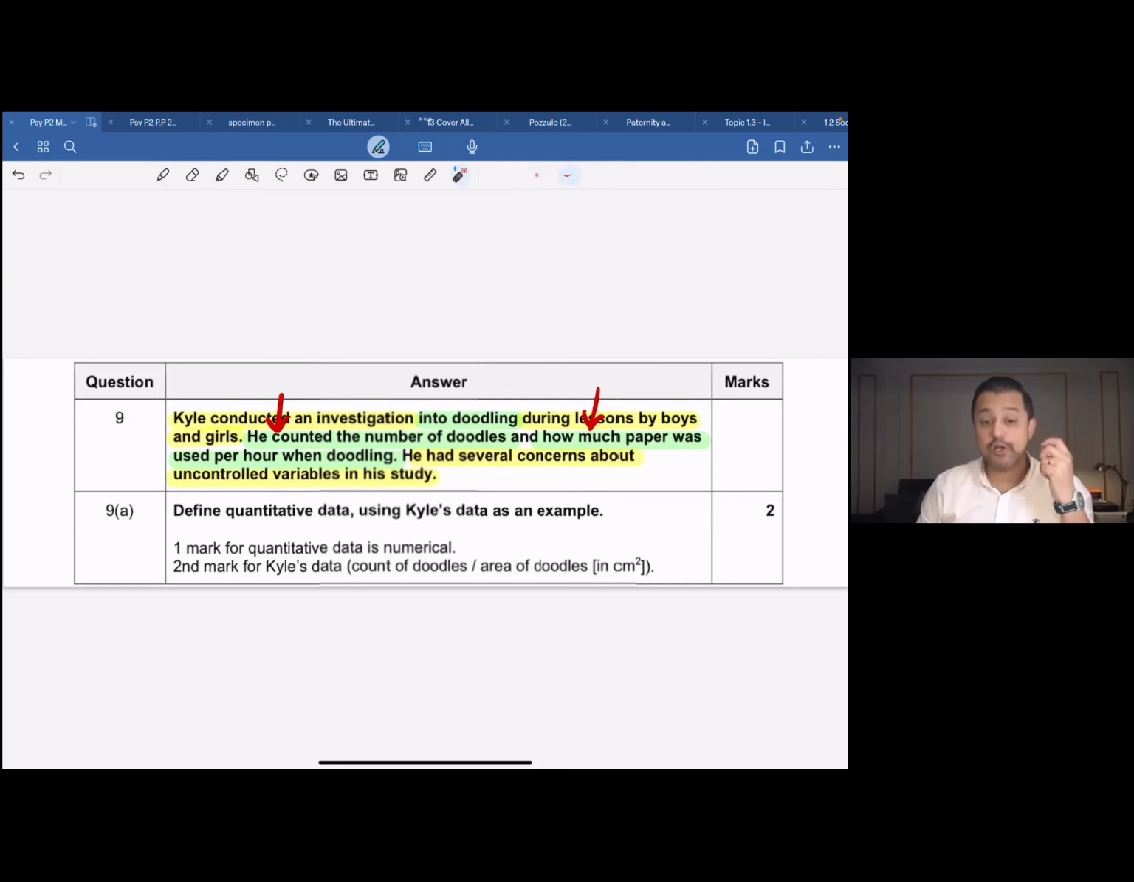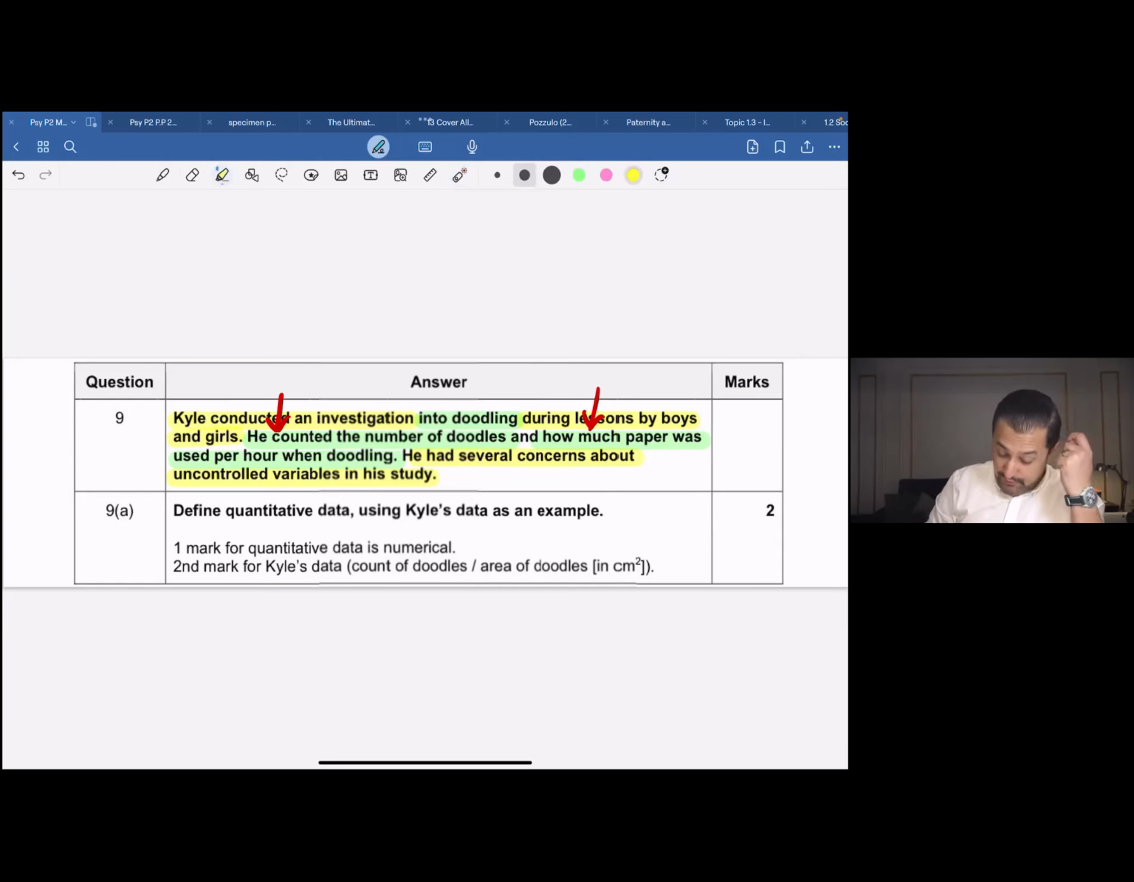So having a look at this, read it, understand it. I'd read it again for you. Kyle conducted an investigation into doodling during lessons by boys and girls. He counted the number of doodles and how much paper was used per hour when doodling. He had several concerns about uncontrollable variables in his study.